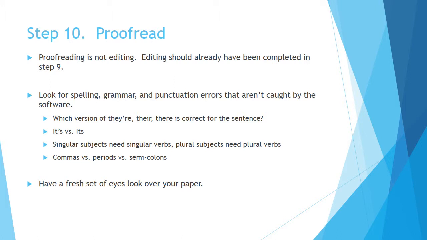Finally, step 10 is to proofread. Proofreading isn't editing. Proofreading is going over everything to catch the smallest error, so what you turn in is as perfect as it can be. Things like, which version of there are you using, or are you supposed to be using? The computer won't catch that. All these versions are correct spellings, but only one works in a particular situation. If you can, have a fresh set of eyes look over the paper. They may see things that you've looked at 20 times, but you have gotten so used to it being there that you don't see it anymore.